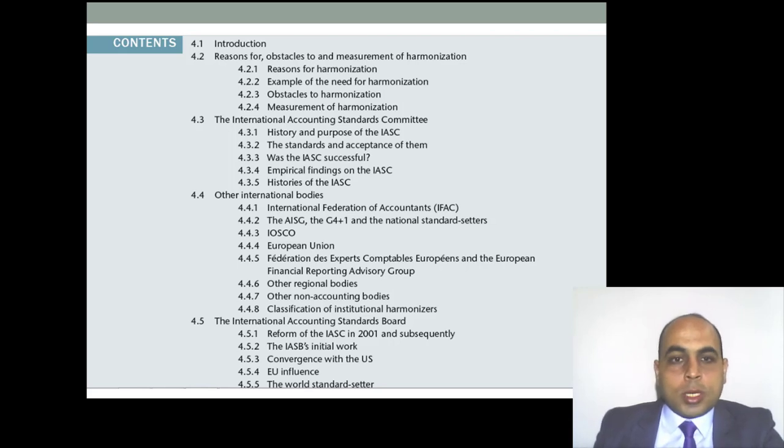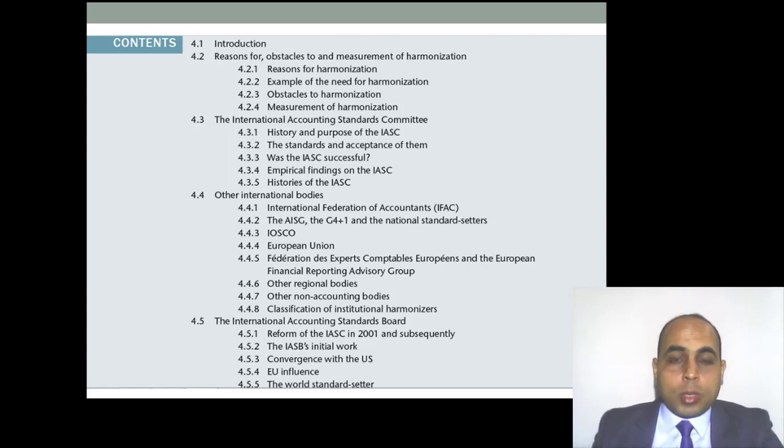Section 2, we will discuss the International Accounting Standard Committee, the history of it, the standards and acceptance of them, etc. And on the third part, we will discuss international bodies of accounting, such as International Federation of Accountants, International Organization of Security Commission, European Union, etc. On section 4, we will discuss international accounting standard rules.